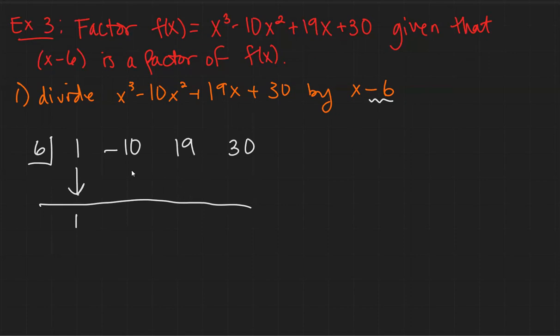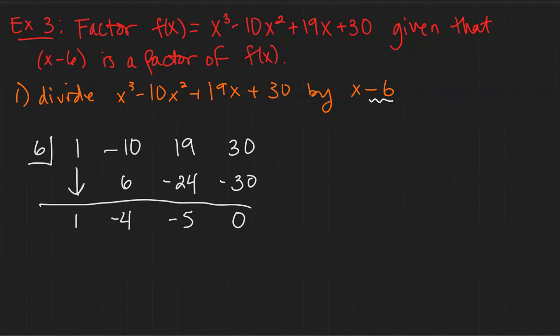So 6 times 1, that's 6. Negative 10 plus 6, that's negative 4. 6 times negative 4, that's negative 24. 19 minus 24, ooh, that is going to be negative 5. 6 times negative 5, that's negative 30. 30 plus negative 30, that's a beautiful, fabulous 0.